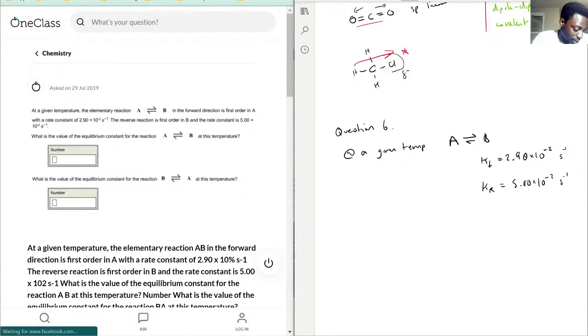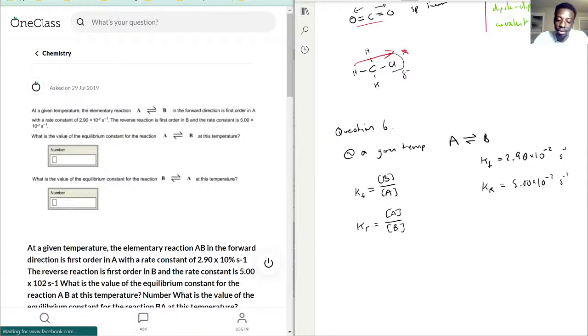This is where it gets really strange, because you want the equilibrium constant. So K forward is equal to products over reactants. That's what we have there, products over reactants. And then KR, the reverse, is equal to reactants over products. And we want a value of the equilibrium constant.